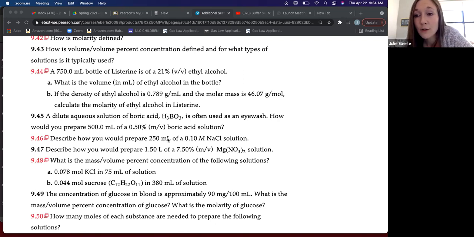So the solute is the ethyl alcohol. That's the part that I guess cleans your teeth. And then the Listerine is the solution. So ethyl alcohol is the solute. That's what we'll plug in on the top. Listerine is the solution. The volume of that will be plugged in on the bottom. What is the volume? So volume of, I'm just going to write alcohol, EA for ethyl alcohol in Listerine.